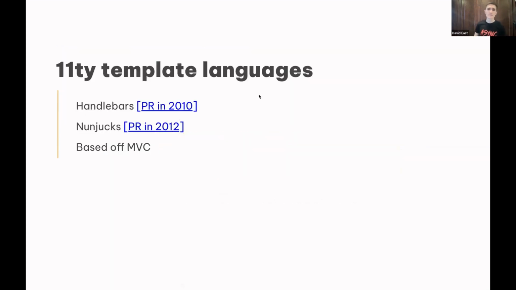And the thing is with Eleventy templating languages, they come from a day and age where component-based architecture wasn't all the rage. So Handlebars, the first pull request was in 2010, and that's based off Mustache, which came out in 2009. Nunjucks, the first commit for it was almost 10 years old. And Nunjucks itself is based off Jinja, and Jinja is a templating language that's very popular in Python development.